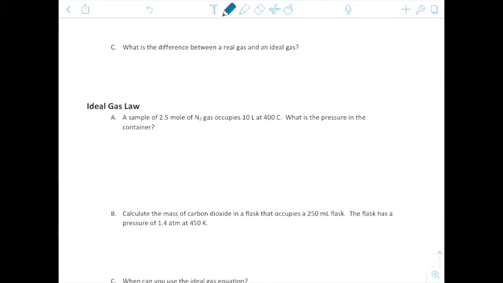A, for the ideal gas law, it says a sample of 2.5 moles of nitrogen gas occupies 10 liters at 400 degrees Celsius. What is the pressure of the container? So the ideal gas law is PV equals nRT. Pressure, volume, n is the number of moles, R is the ideal gas law constant, and T is temperature. Remember that our pressure needs to be in atmospheres, volume needs to be in liters, temperature needs to be in Kelvin, and n needs to be in moles.